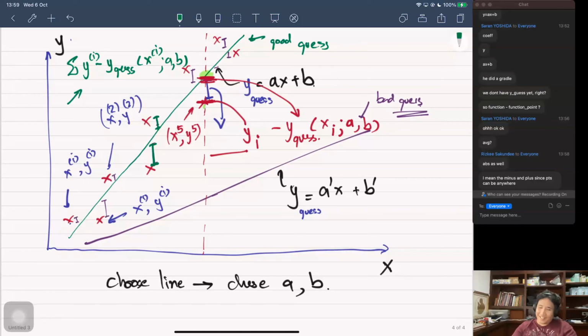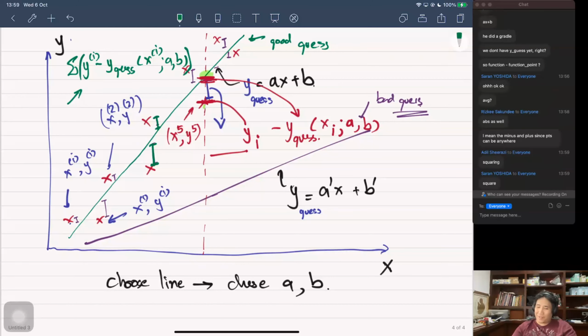What's the second choice? Absolute is bad because it's not differentiable. Can you give me something differentiable? So it's the square, right? So we're gonna call this our score, or some people call it the cost function. Okay, so the cost function is nothing but the sum of the distance square from our guess to the actual point. Okay, so far so good.